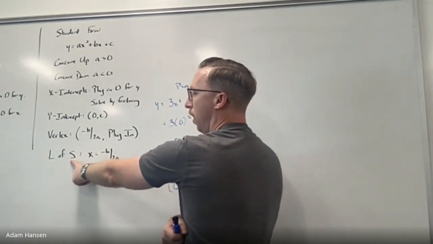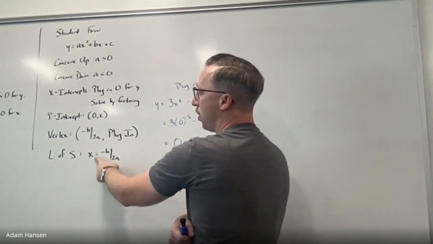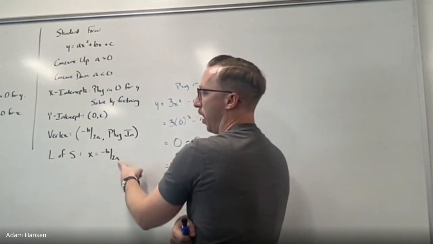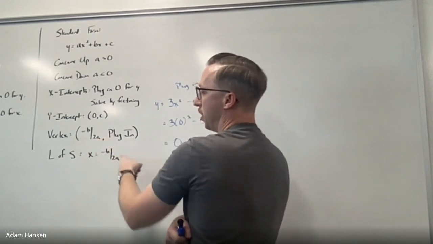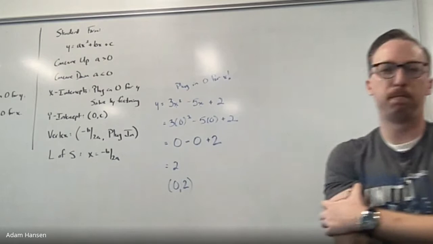So shouldn't the line of symmetry have to pass through the vertex to be in the middle? So it's going to be a vertical line. X equals that same x coordinate from your vertex. X equals negative b over 2a. That same x coordinate from the vertex to put the line of symmetry in the middle.